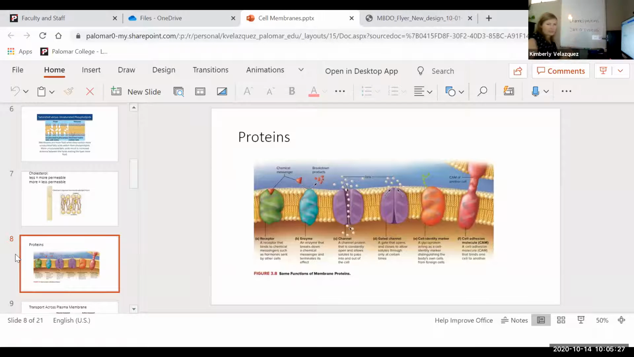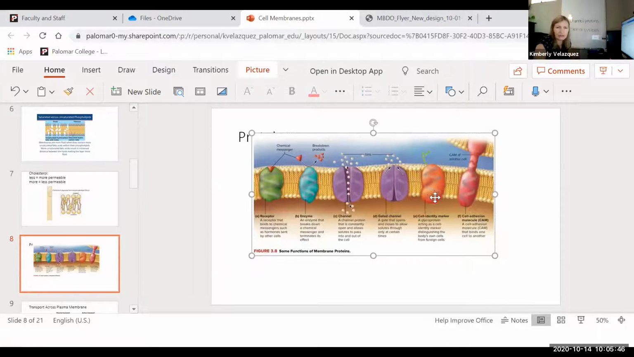This picture is a sneak preview. When you take physiology, you will learn about these additional types of proteins. Notice that this one here, the cell identity marker, has a carbohydrate on it, so this one would be called a glycoprotein. This is how cells identify each other, and this is how your immune system recognizes self, through one of these transmembrane proteins that has a carbohydrate attached.